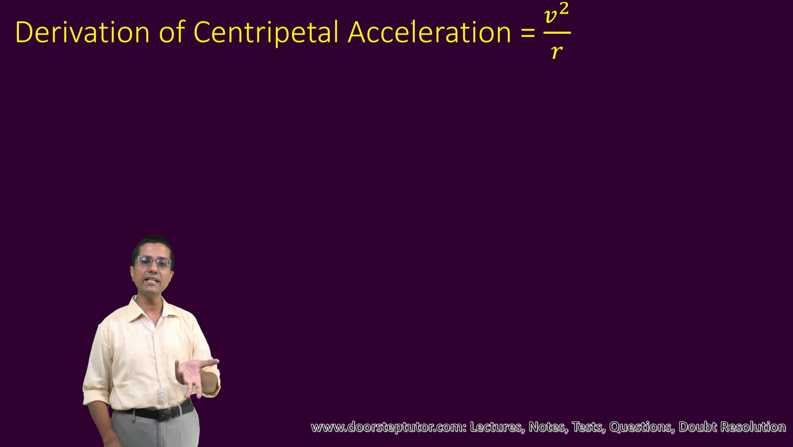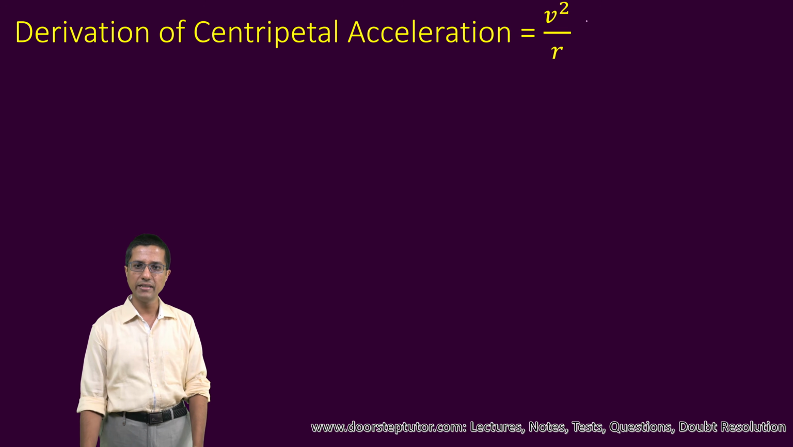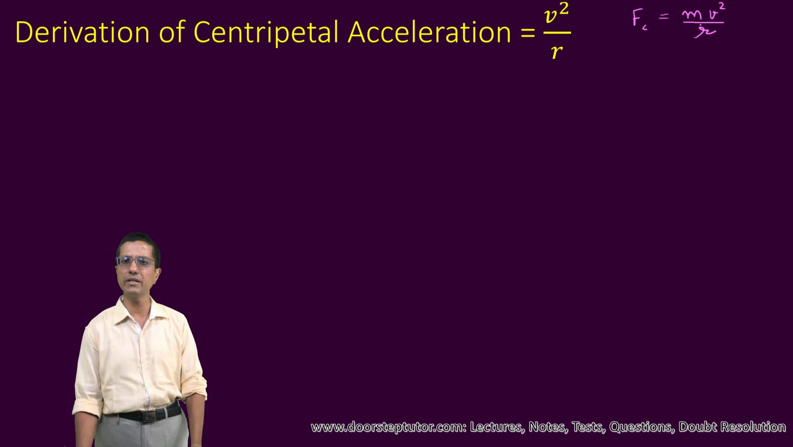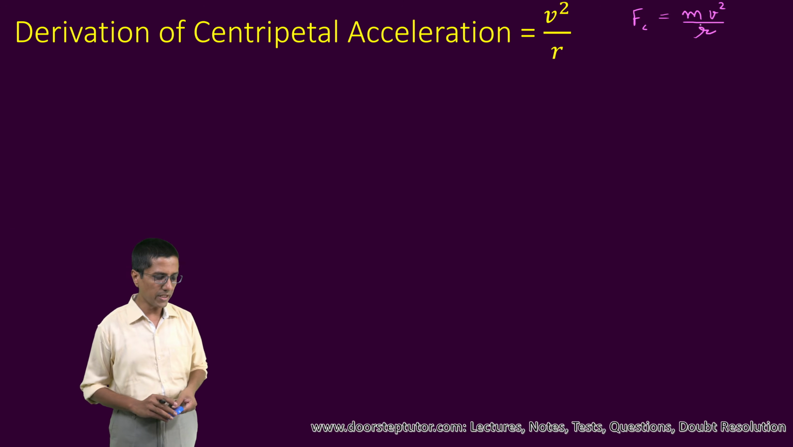See, centripetal acceleration is equal to v squared by r. Therefore, if the body had a mass m, the centripetal force will be equal to m v squared upon r. Okay, that is very simple. It should not come as a surprise. Now let us try to derive this formula.